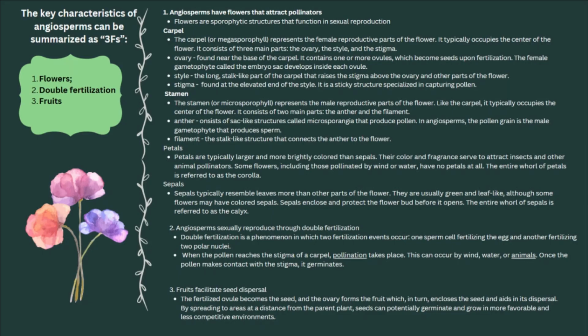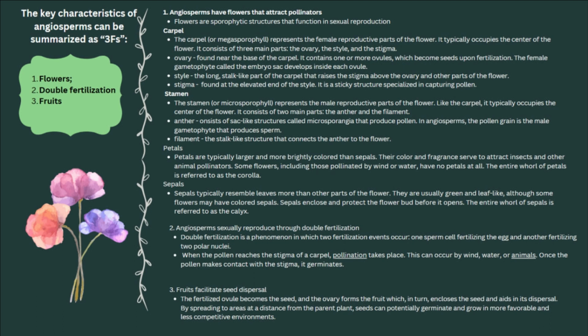Hi, I am Nur Atira binti Azwan. Next, I will explain about the characteristics of the angiosperm. The key characteristics of angiosperms can be summarized as 3F, which is: one, flowers; two, double fertilization; and three, fruits. One, angiosperms have flowers that attract pollinators, because flowers are sporophytic structures that function in sexual reproduction.